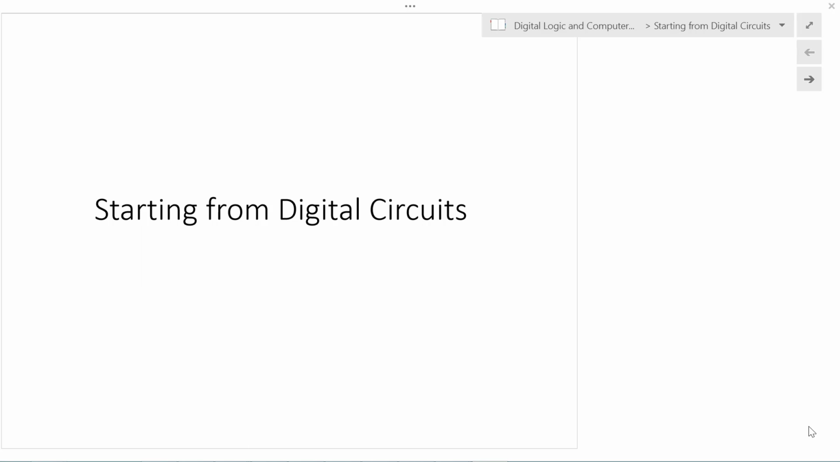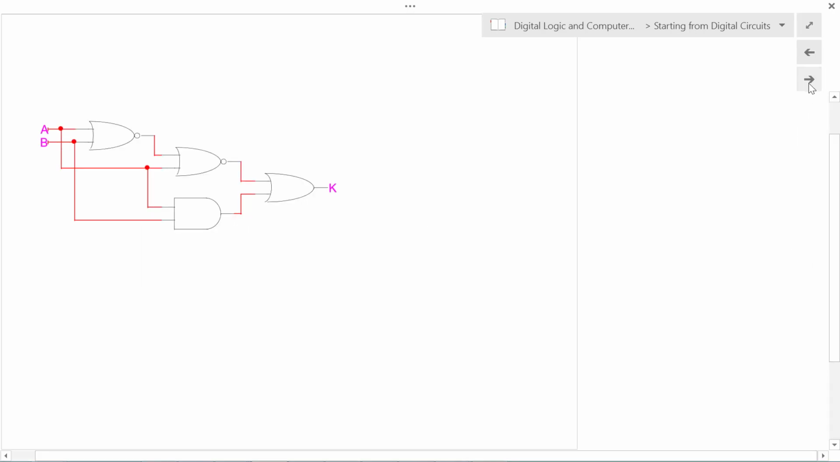In this video, we will start from digital circuits and practice optimizing them to minimally sized digital circuits. Here in this sample circuit, we have 4 logic gates and 2 inputs, A and B. So what we can do when optimizing digital circuits is we can create a system of equations.